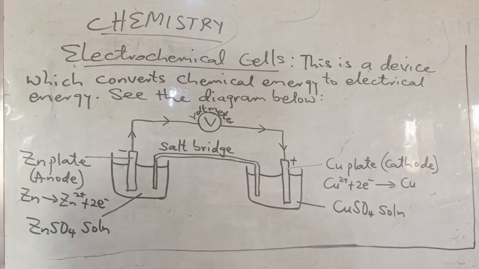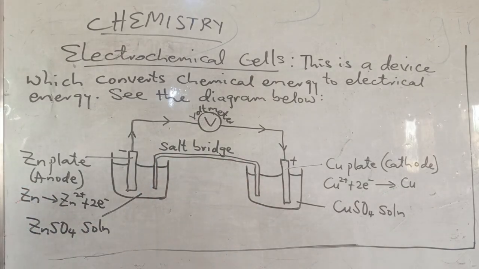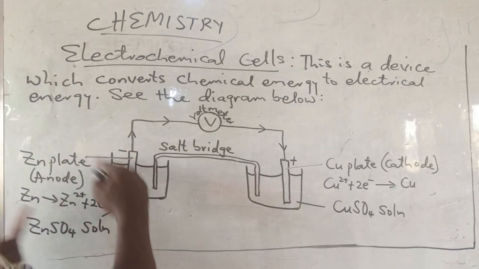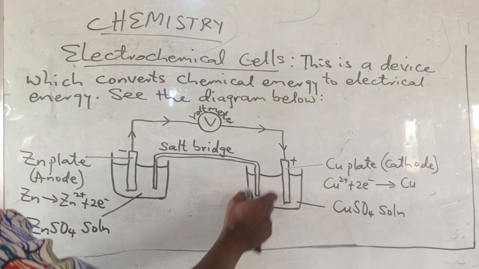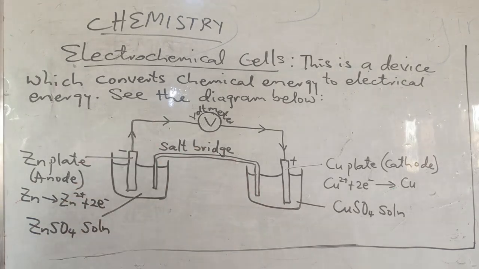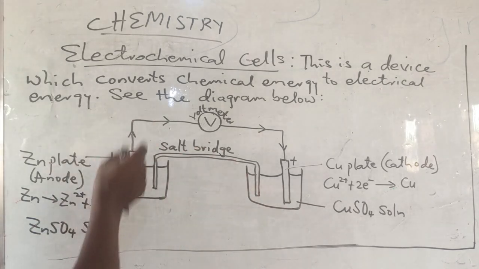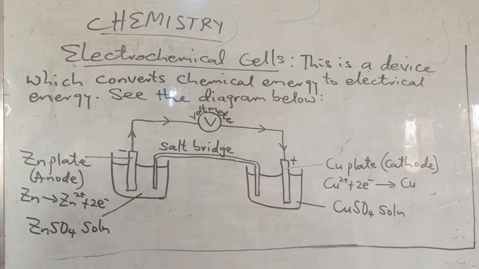The cell is incomplete, and I have to put a salt bridge to complete the cell so that electrons can start to flow. This salt bridge is what makes it complete. And after that, electrons start flowing from the anode to the cathode, meaning oxidation takes place at the anode and reduction takes place at the cathode.